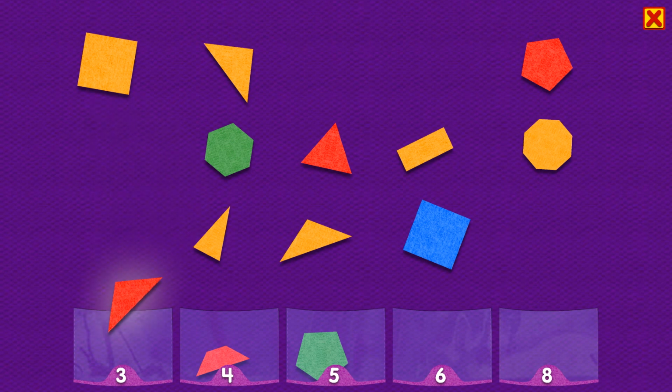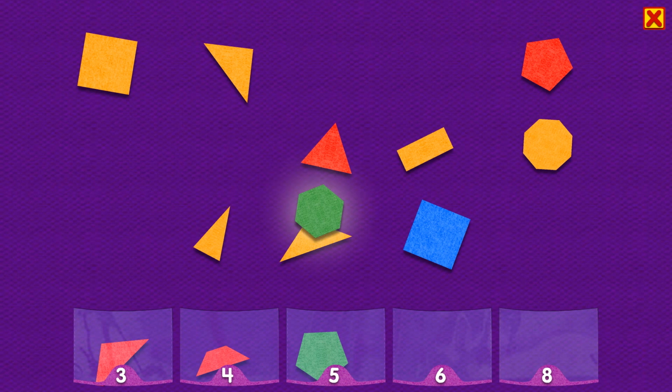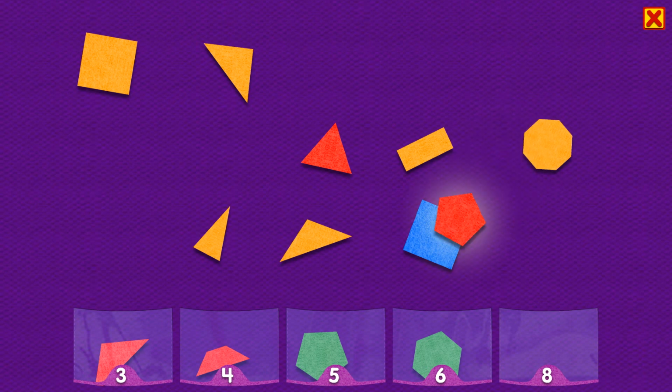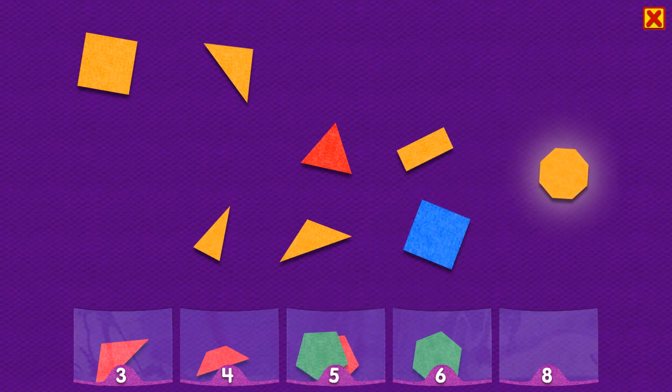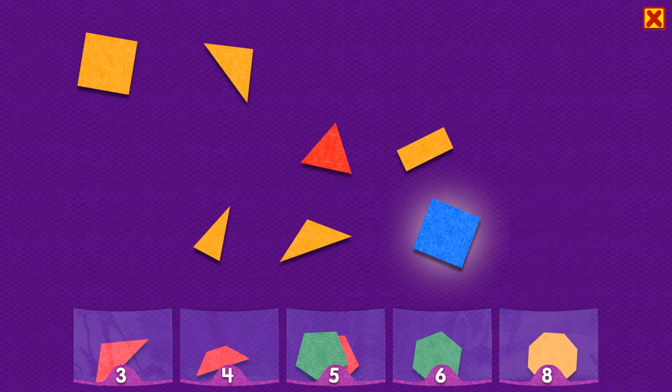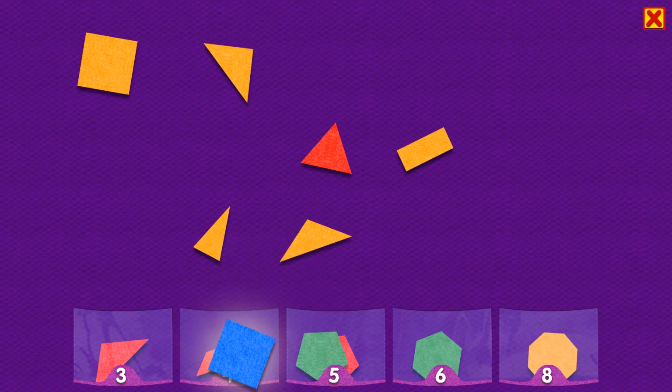Triangle. Hexagon. Hexagon. Pentagon. Octagon. Square. Rectangle.